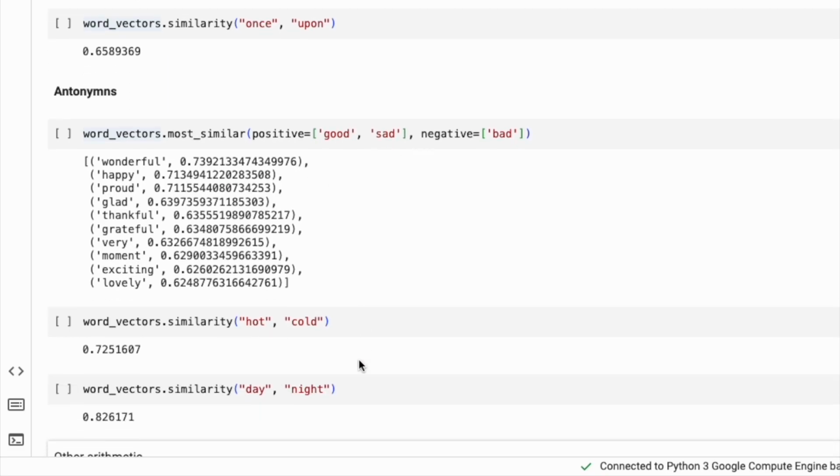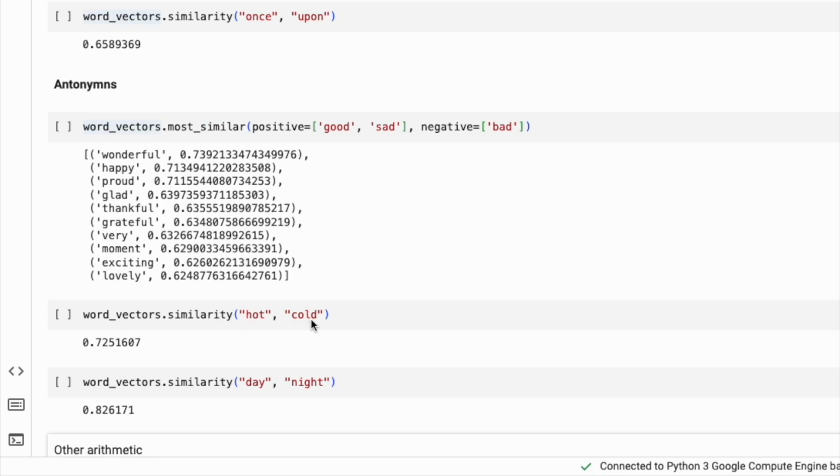Again, if we look at hot and cold, they are supposed to be antonyms, but their similarity is high. What is being captured here probably is the fact that they both talk about temperature, and many times in sentences they probably come together, hot and cold, for example. Similarly, day and white.